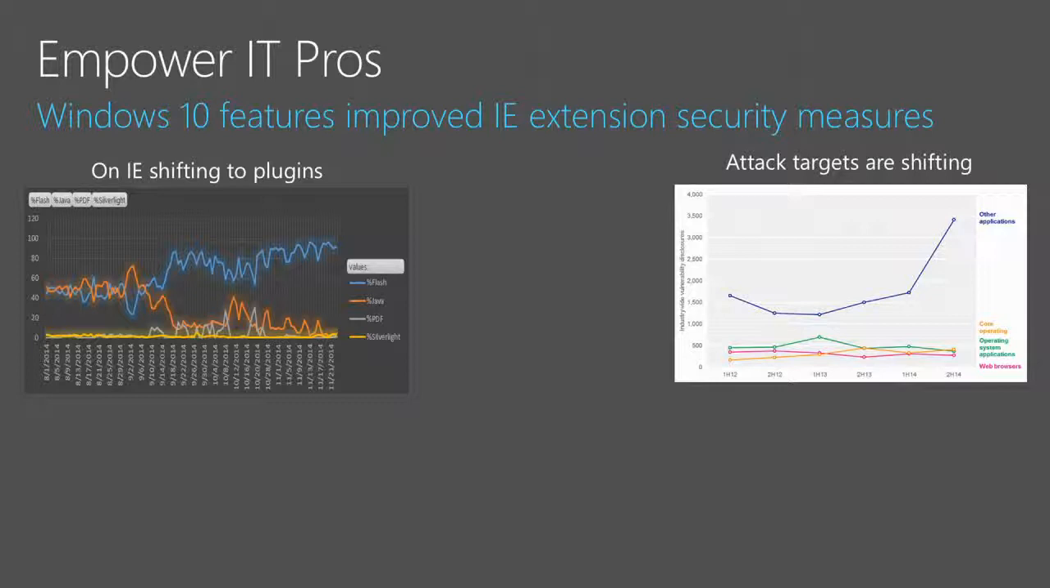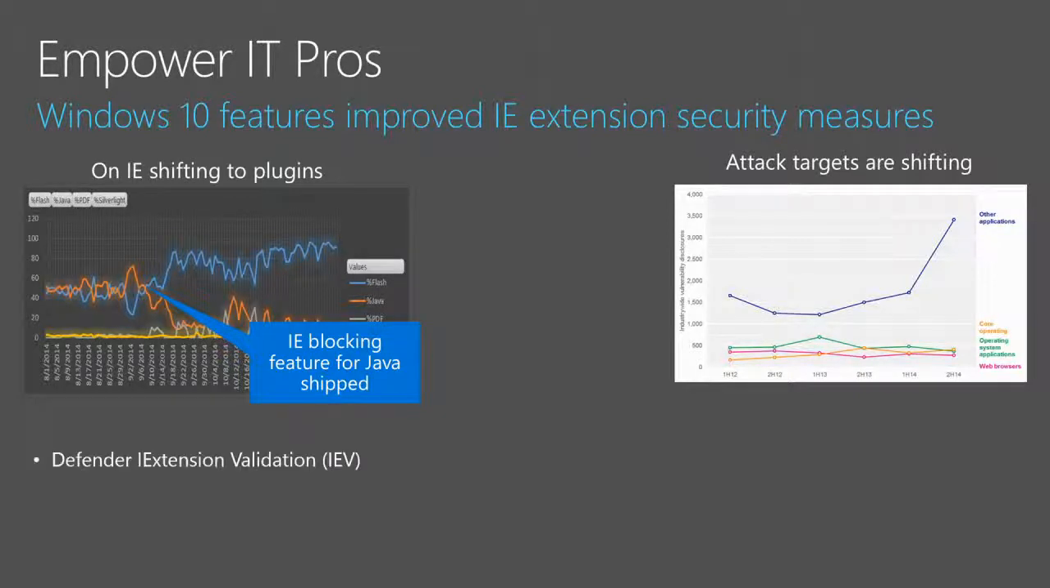Towards the second half of 2014, over 90% shifted to Flash. Because we actually shipped this, it coincides with the feature that we shipped to block out-of-date Java on IE. And the attackers then moved to Flash because Flash was still a target available to them. And this, we use the Defender extensive sensors, the IE extension validation telemetry and feature to actually block this. And we're continuing to make investments here.